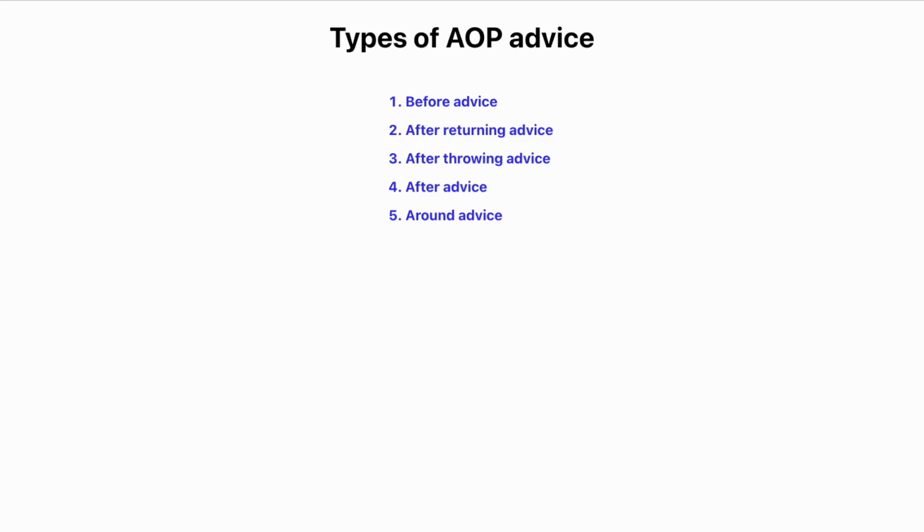Advice to be run after normal execution of a join point. After throwing advice. Advice to be run if the method exits by throwing an exception. After advice. Advice to be run regardless of how the method exits. Around advice. Advice that surrounds the join point. Around advice can perform custom behavior before and after the join point.